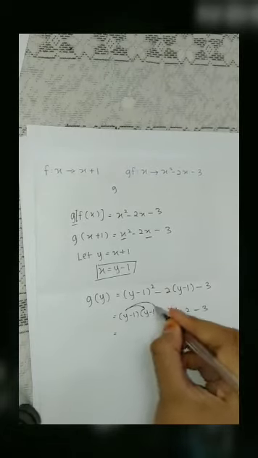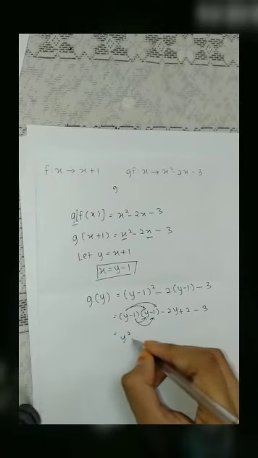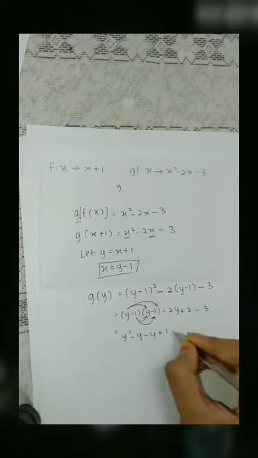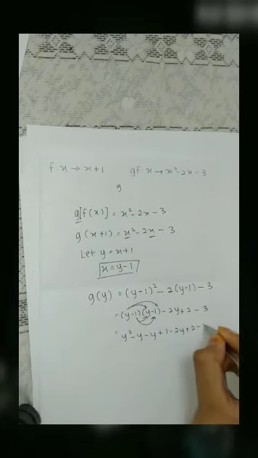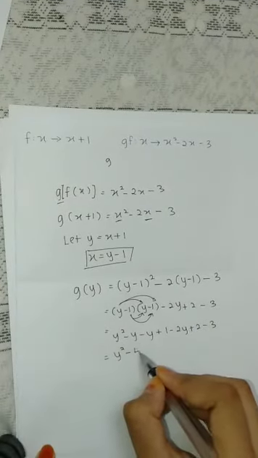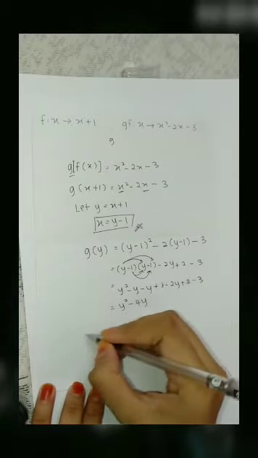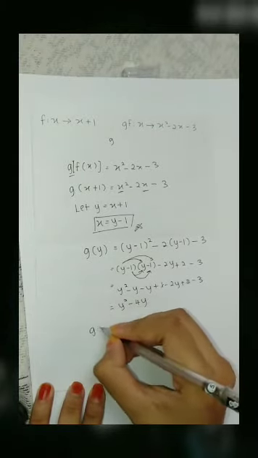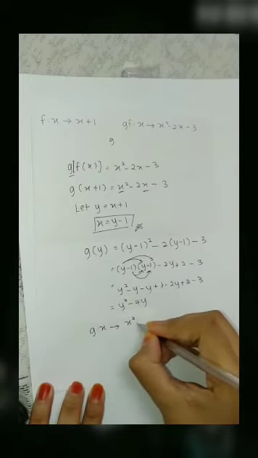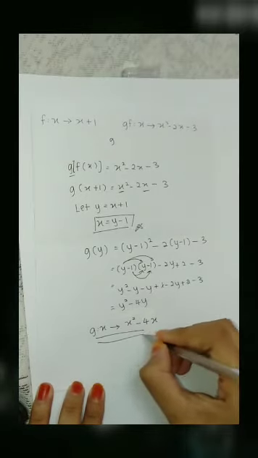So do it like this: y squared minus y minus y plus 1 minus 2y plus 2 minus 3. So y squared minus 4y, and the constants give 0. We're going to change y to x, so we have to write g(x) equals x squared minus 4x. So this is the final answer.